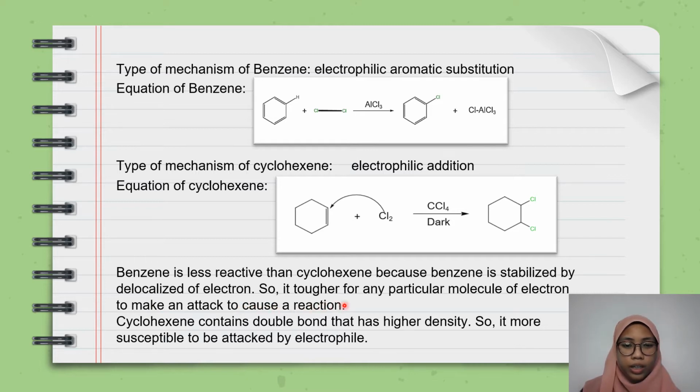So, it's tougher for any particular electron to make an attack to cause a reaction. Cyclohexane contains a double bond that has higher electron density. So, it's more susceptible to be attacked by an electrophile.